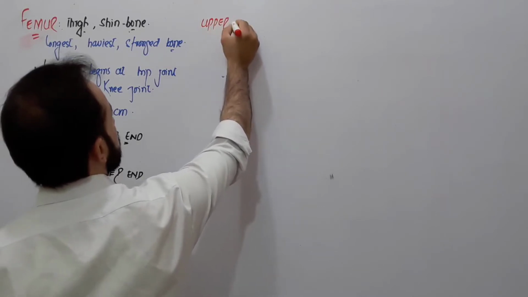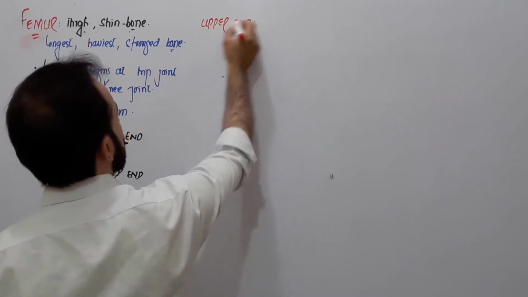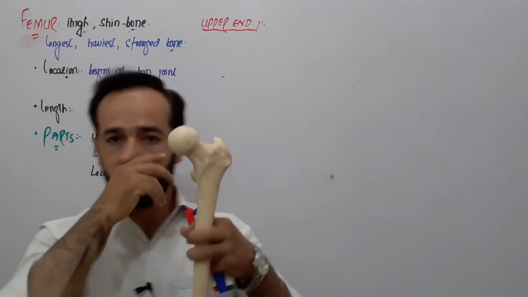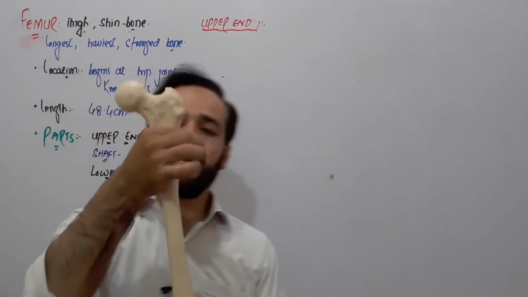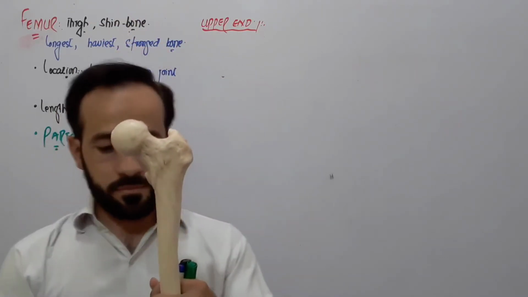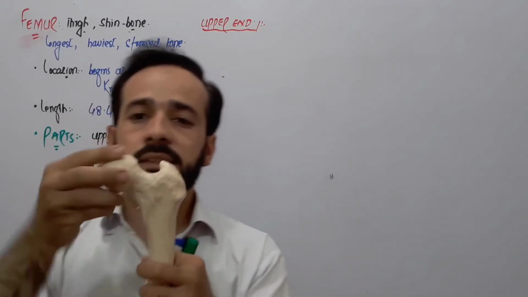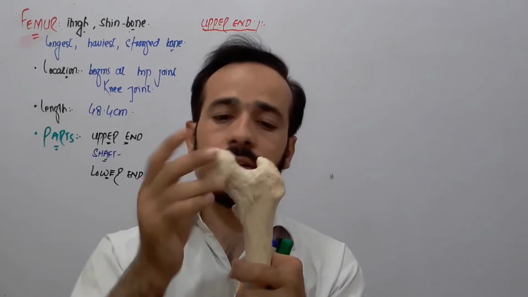Upper end. The upper end of the femur will be discussed under five or six titles, and what are those? Look carefully. From here above is the upper end, and from here downward is the shaft of this femur bone. I'm talking about the upper part, and the upper part has some other parts. This is the head. This part is the head. Then there is the neck.